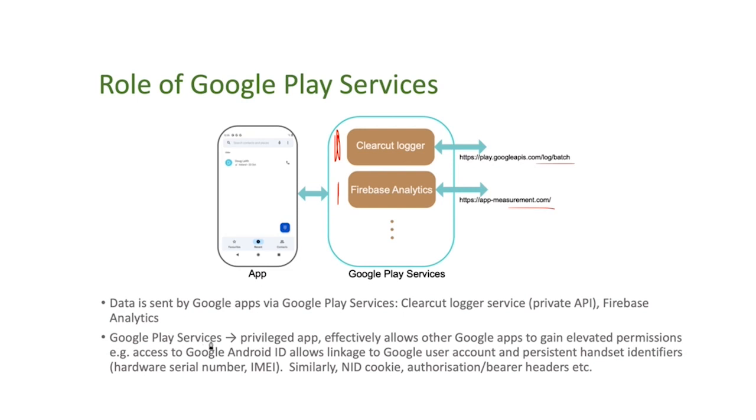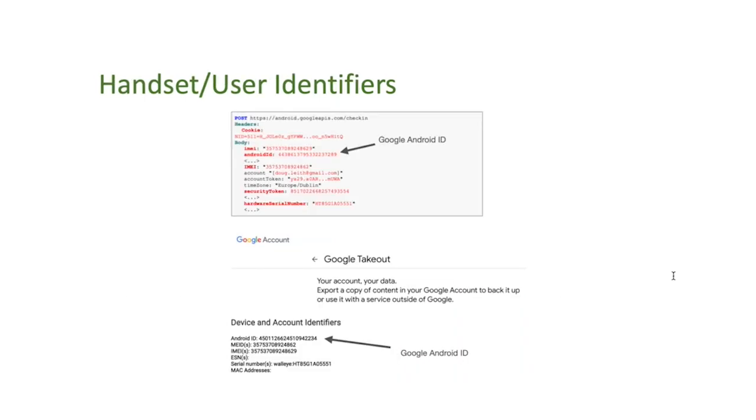And the Google Play Service is a highly privileged app on handsets, and so this data that's sent by the apps is enriched by Google Play Services with identifiers. The Android ID isn't immediately available to this app, but it's added to the data by Google Play services. And similarly, an NID cookie and authorization headers linked to the user account are added to the data by Google Play services. So in a way, it's elevating the privileges. It's tagging data with information that's not available to the app, but is available to Google Play services.